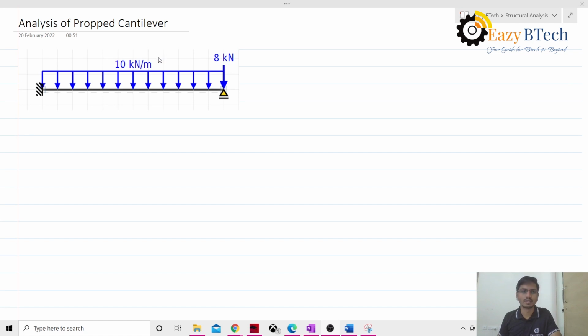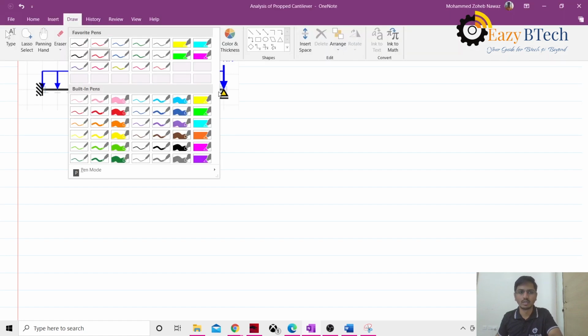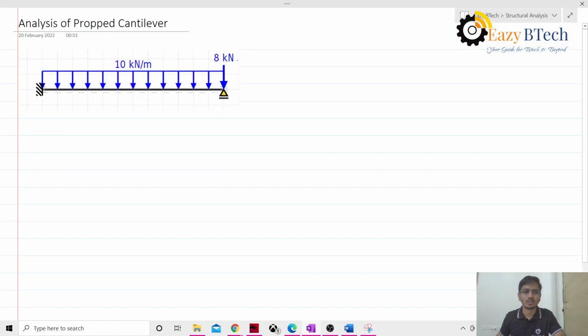I am Nawaz. In this video, we are going to learn about the analysis of a propped cantilever. We'll take this problem. This is a propped cantilever with multiple loads. One is a UDL and another is a point load. The point load is acting exactly at a node. So let us assume this is my A, this is my B. So how do we solve this?